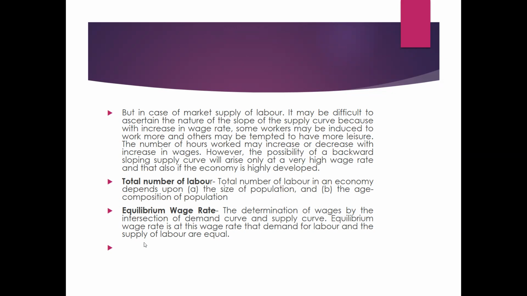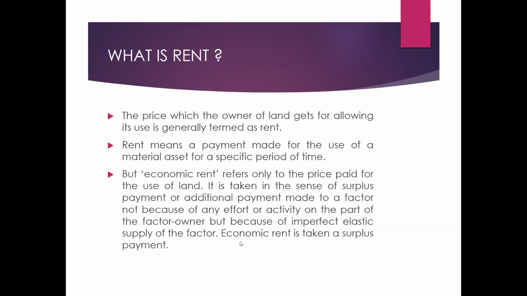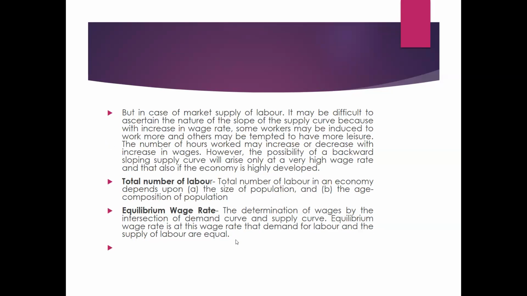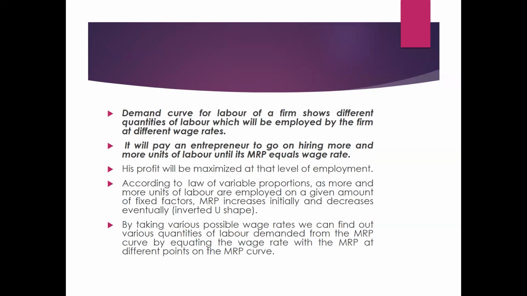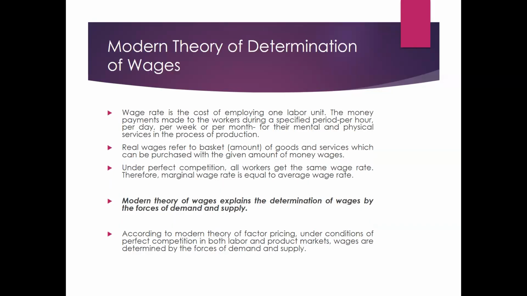So, the equilibrium wage rate: the determination of wages is by the intersection of the demand curve and the supply curve. The equilibrium wage rate is the wage rate at which the demand for labor and the supply of labor are equal. This is the modern theory, where the demand and supply curves intersect, the equilibrium wage rate is decided, and the same wage rate will be followed.